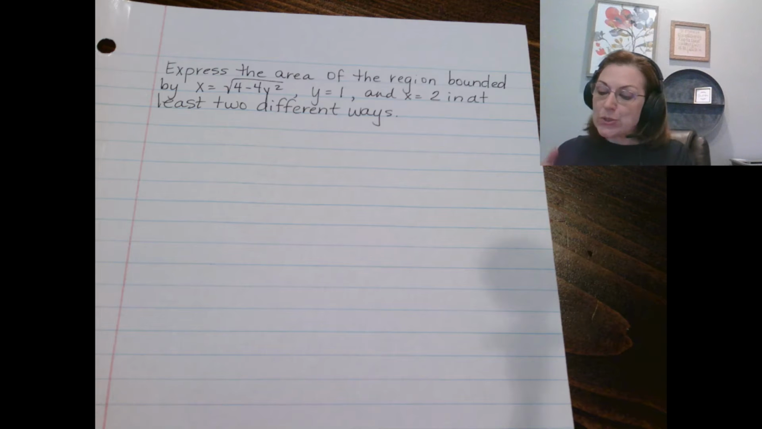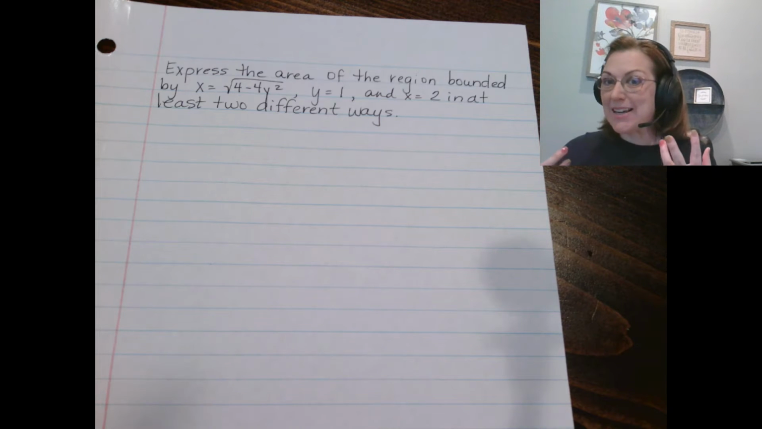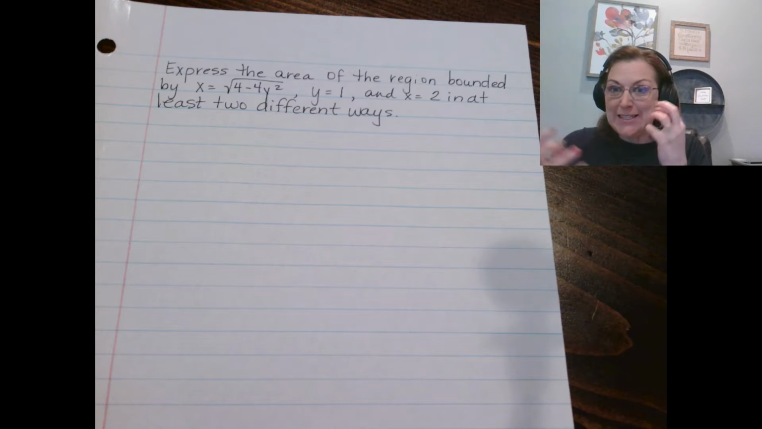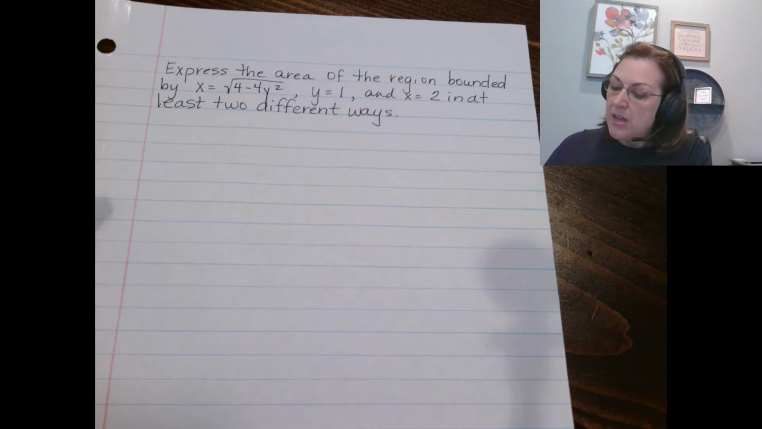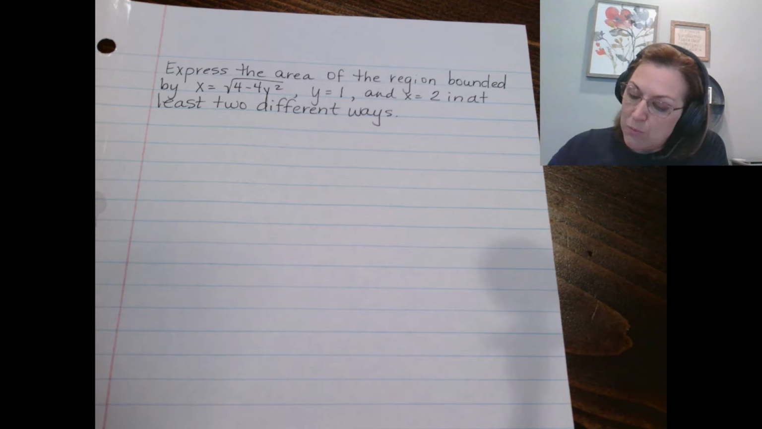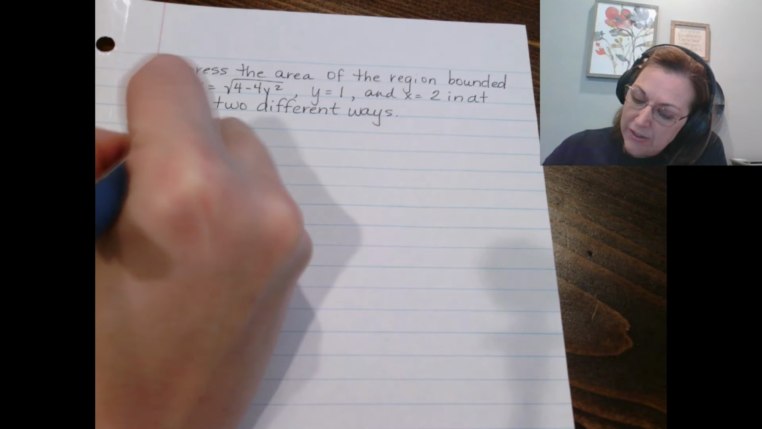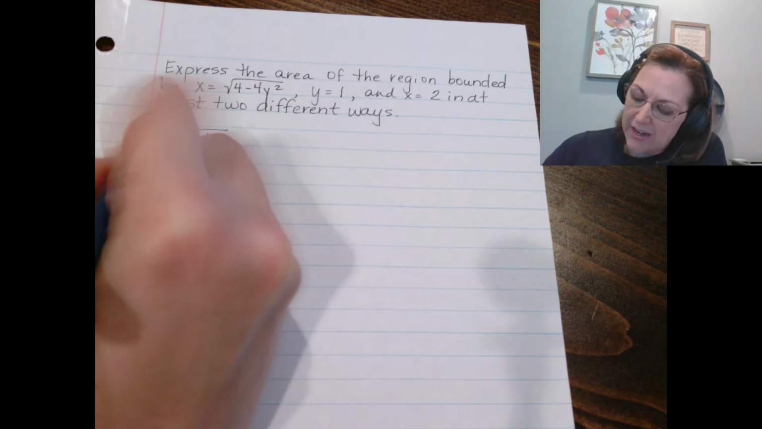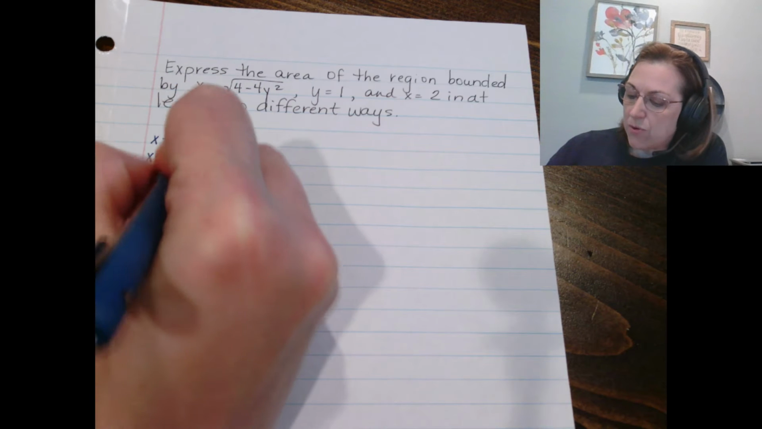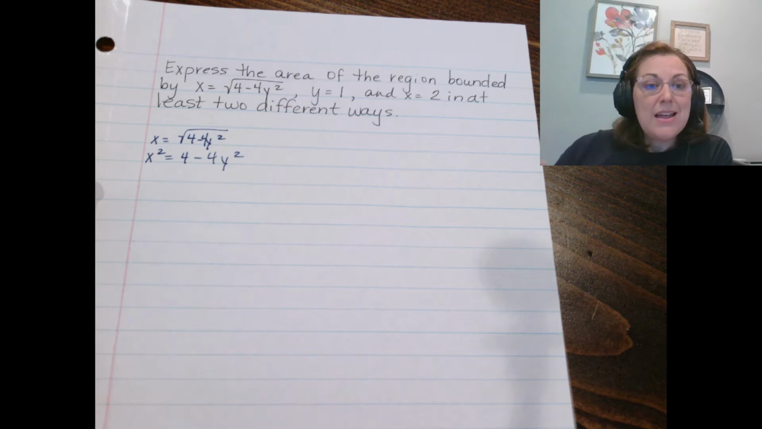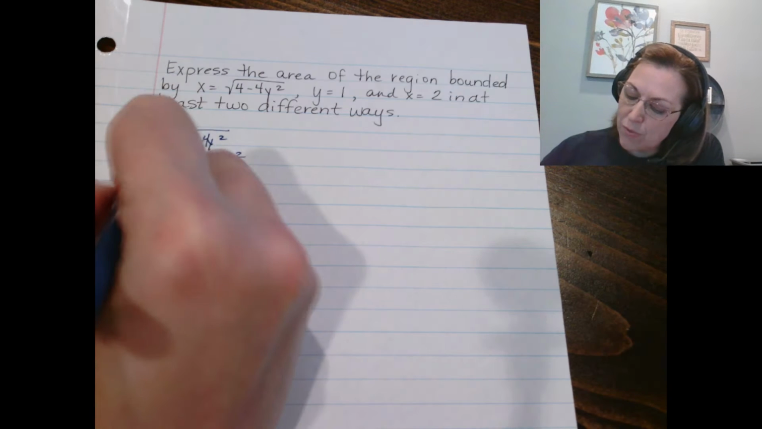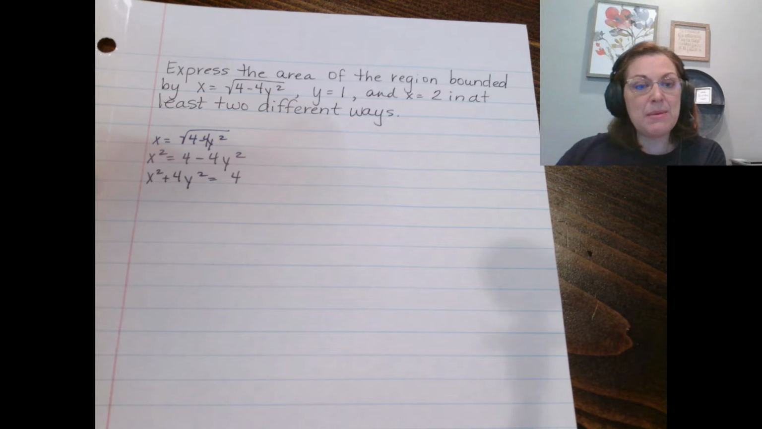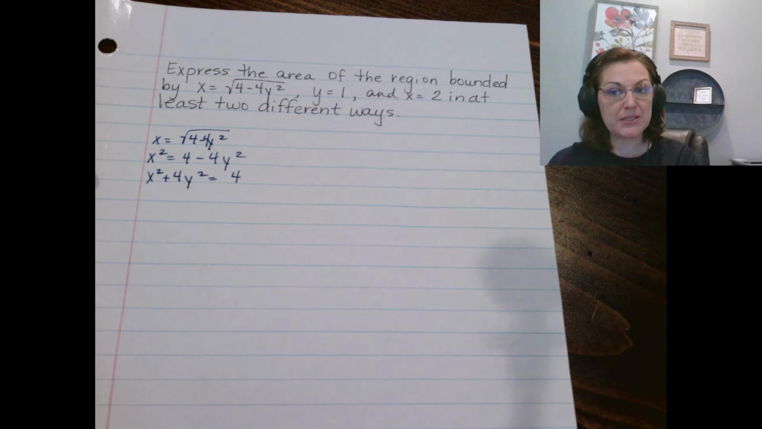Now, when I first looked at this problem, it didn't dawn on me what that shape was. And so if you're like me, you kind of need to see it in its standard form. Then what I try to do is get all the variables on one side. So I took this equation and I squared both sides, which gave me x squared equals 4 minus 4y squared. Then I pulled over the 4y squared and it started to take shape for me. At this point, I knew it was an ellipse.